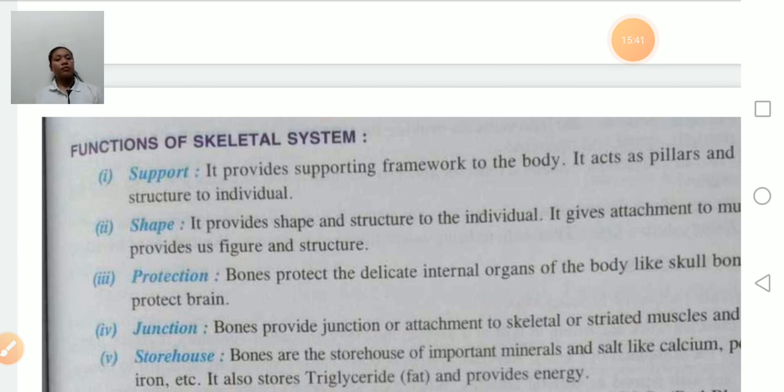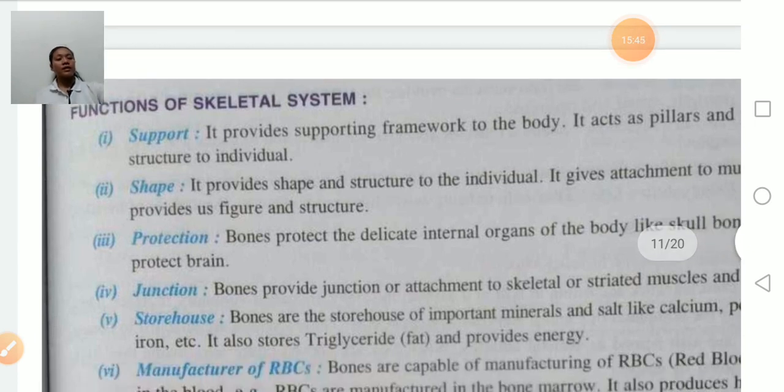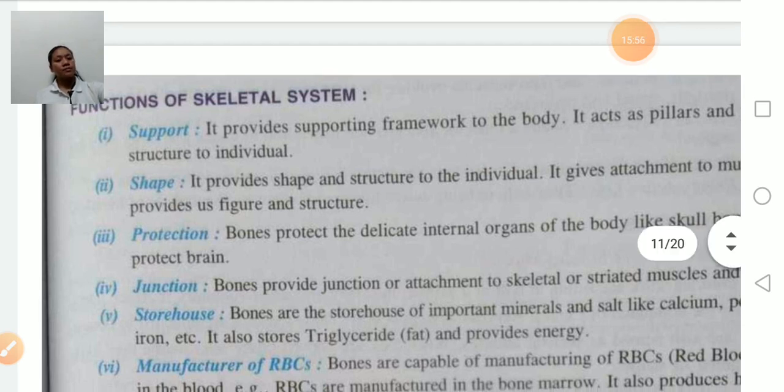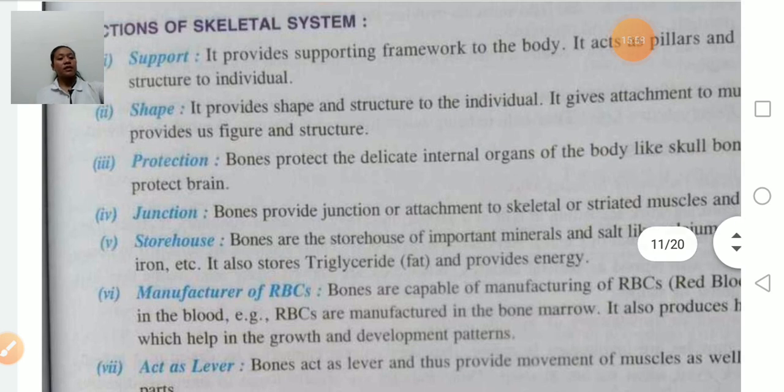Skeletal systems protect the internal organs, like the skull protects the brain, and the ribs protect the heart, liver, etc. So skeletal systems act as protection. Junction: skeletal systems provide junction or attachment. Storehouse: skeletal systems act as a storehouse. They store minerals, salt, calcium, etc.